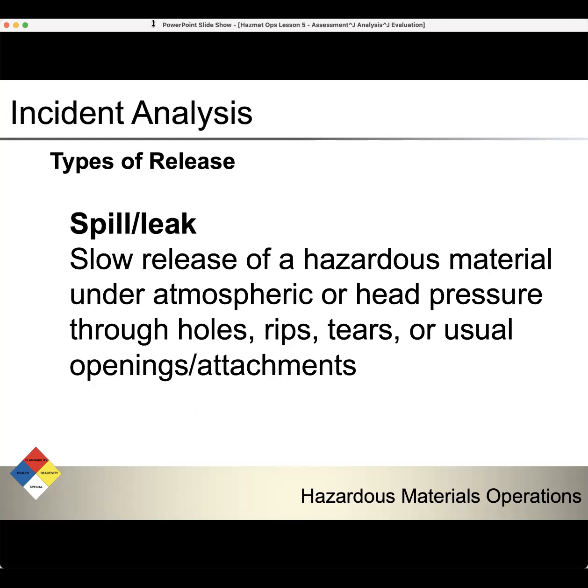Then you got a spill or leak. This is a slow release, not very energetic, relatively, of the hazardous material under atmospheric or head pressure. Head pressure is the pressure of the weight of the material through holes, rips, tears, or usual openings or attachments. So this could be, usually a spill or a leak, usually in reference to a solid or a liquid.